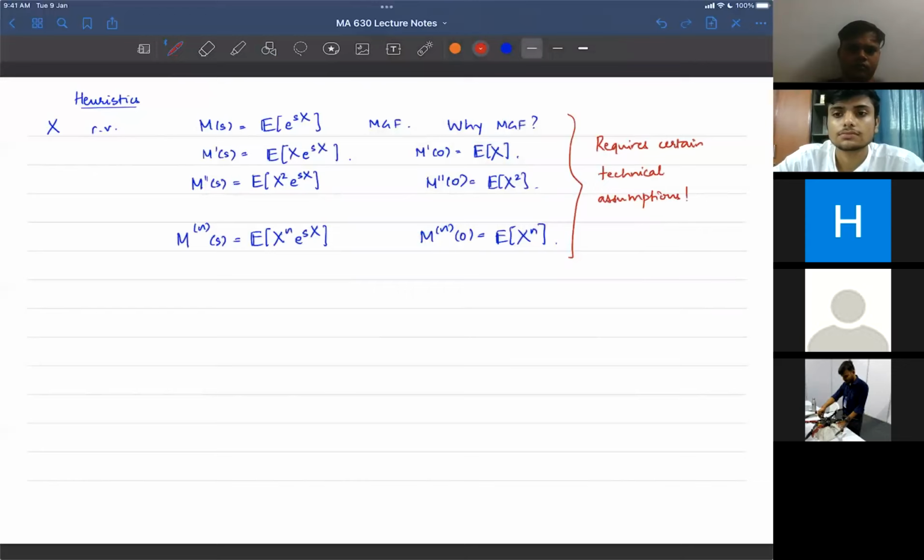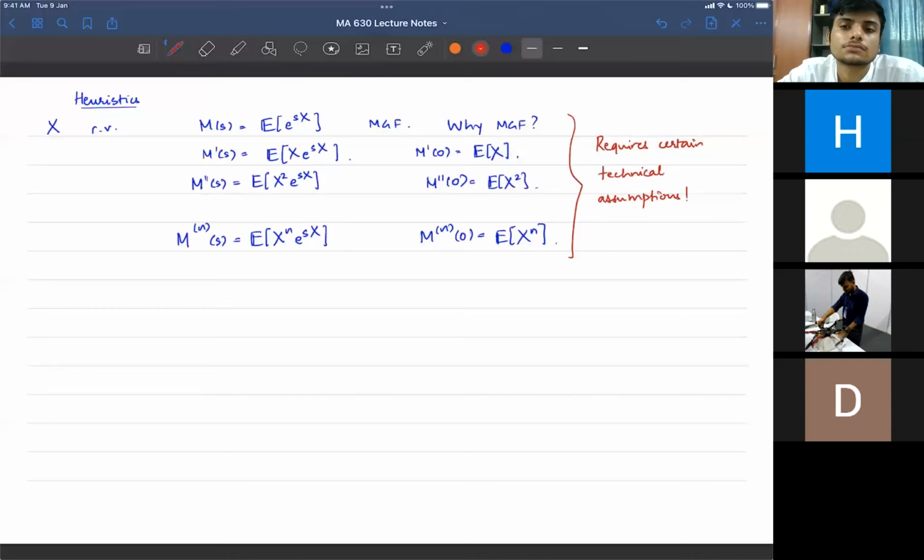Okay, so you cannot just do it. It does require certain technical assumptions. But the point is, if you have those technical assumptions, then you can get all the moments of x from the moment generating function by taking the appropriate number of derivatives and then plugging in s equals 0. Hence the name moment generating function. Questions so far? All right, so remember, you cannot just blindly do this.